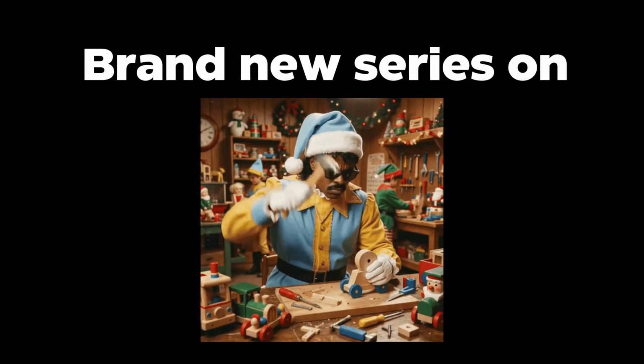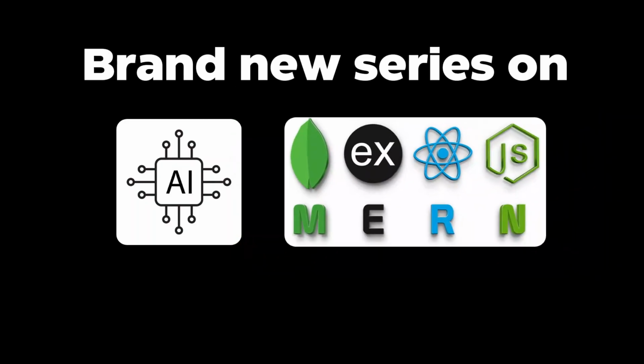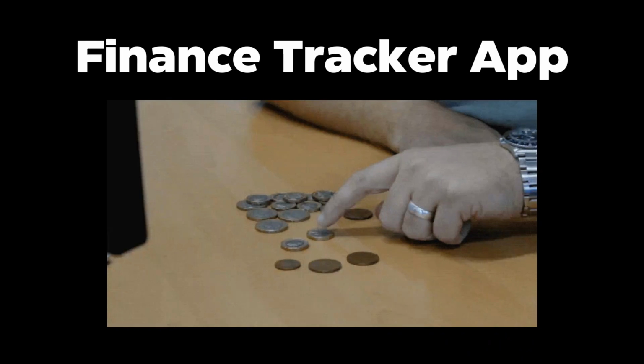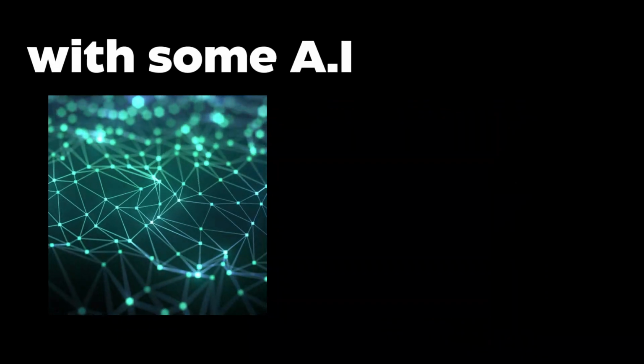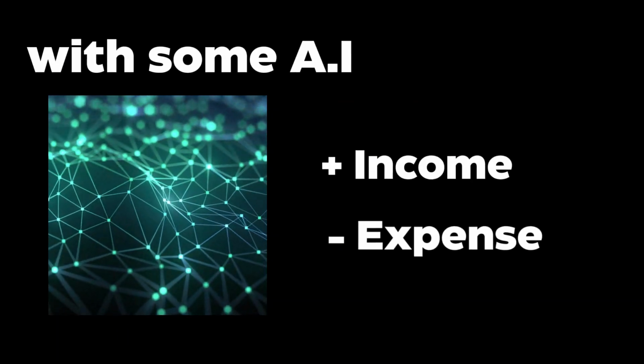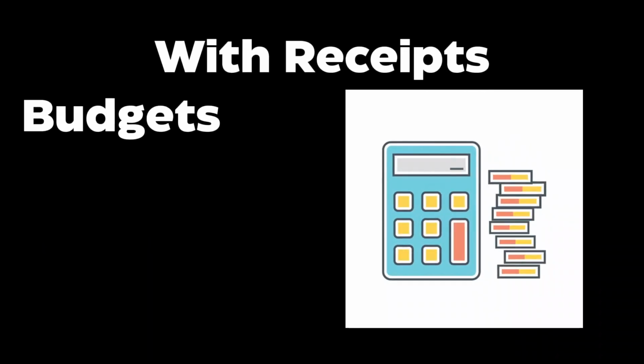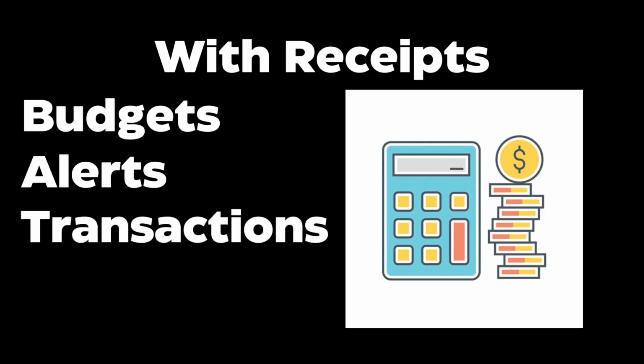Hey everyone, today we are starting off a brand new series where we'll build an AI-powered MERN Stack project from scratch. This project is a smart financial tracking application that uses artificial intelligence to simplify income and expense management. Think of it as your personal finance assistant with receipts, budgets, and alerts, where almost all of it is automated.